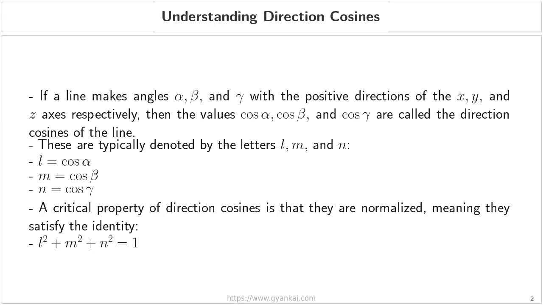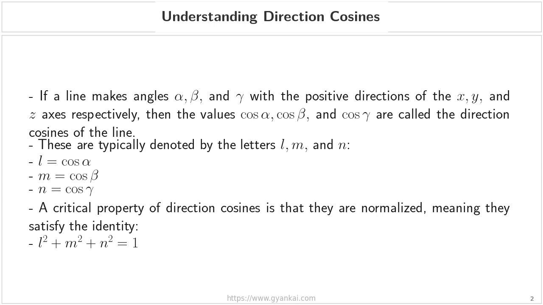Now, there is one very important rule you must remember, which distinguishes these from the direction ratios we studied previously. Direction cosines are normalized. This means they are scaled in such a way that they satisfy a very specific identity. L squared plus M squared plus N squared must always equal 1. Keep this property in mind, as it will be vital when we derive the Cartesian equation in the next slide.